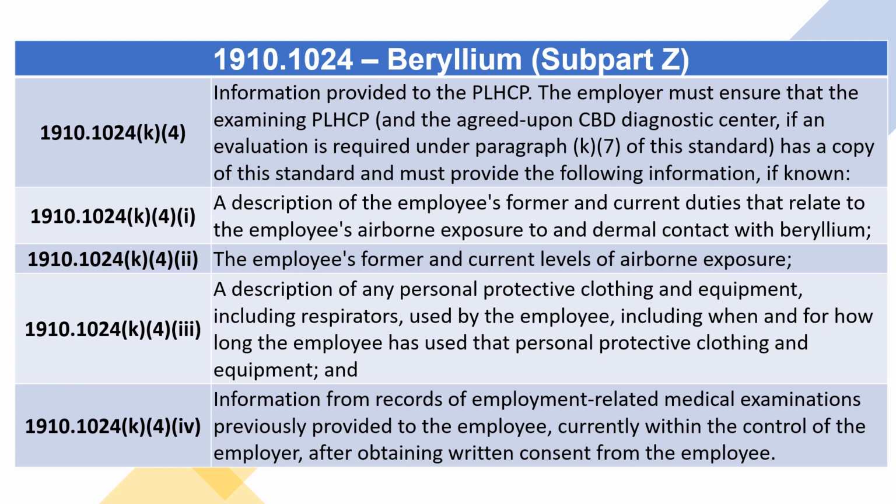The employee's former and current levels of airborne exposure. A description of any personal protective clothing and equipment, including respirators, used by the employee, including when and for how long the employee has used that personal protective clothing and equipment. And information from records of employment-related medical examinations previously provided to the employee, currently within the control of the employer, after obtaining written consent from the employee.